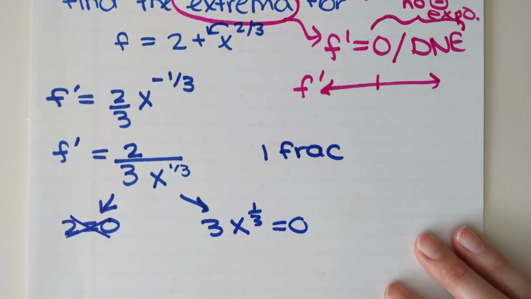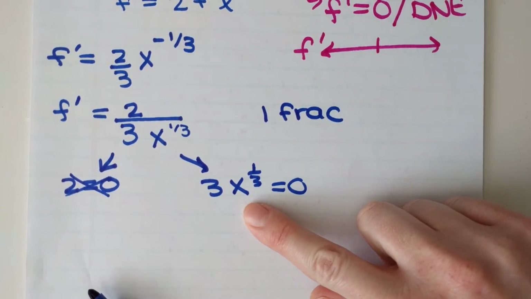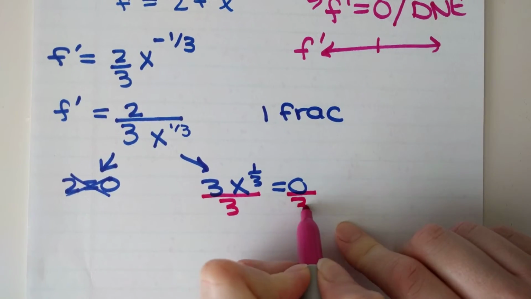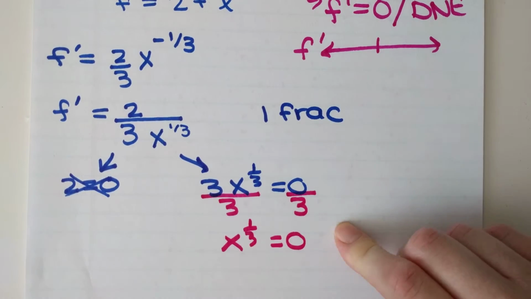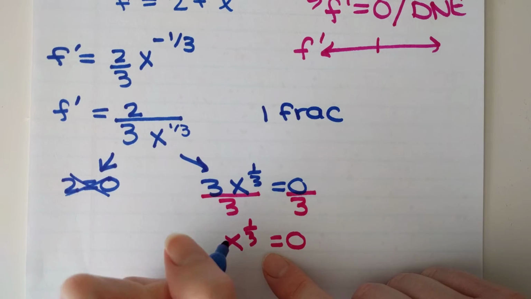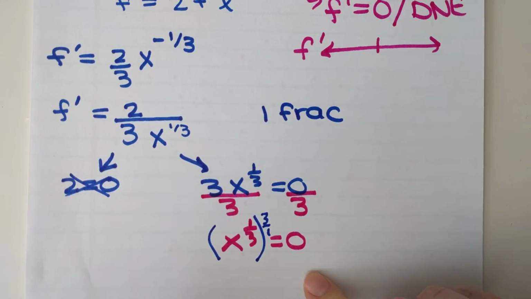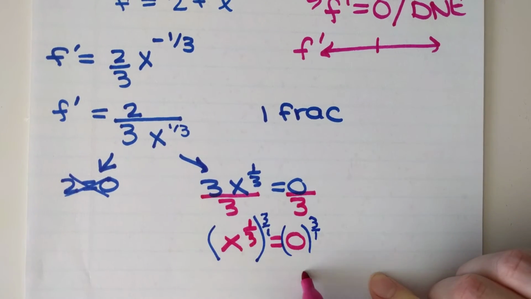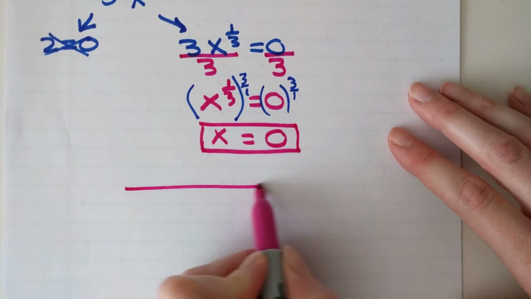Now, from 2 equal to 0, we get absolutely no information. Over here, you could just say that x is equal to 0, and the reason for that is because if you divide by 3, you get x to the 1/3 is equal to 0. Then to undo this 1/3 power, we would raise both sides to the reciprocal, which would be 3 over 1. But if you raise 0 to the 3 over 1 power, you just get 0. So you get x is equal to 0. All right, so with that critical number, we then draw our number line.